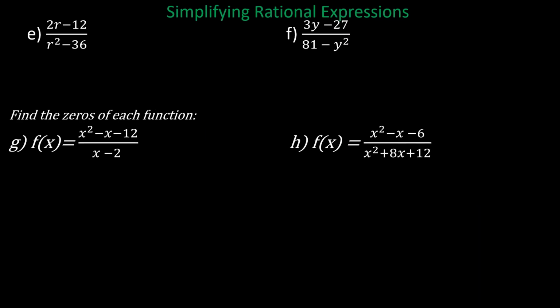Let's solve example E. 2r minus 12 over r squared minus 36. At first, we have to find the greatest common factor between 2r and negative 12. So it's going to be 2.